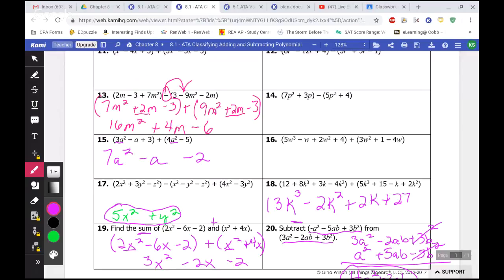Would it be like 2p to the second? And that's all I know how to do. Okay, so what you're telling me is, you've got 7p squared and 3p. Do I have a 3p term in the other polynomial? So what do I do? Something to do with 0? Yeah, that's right.